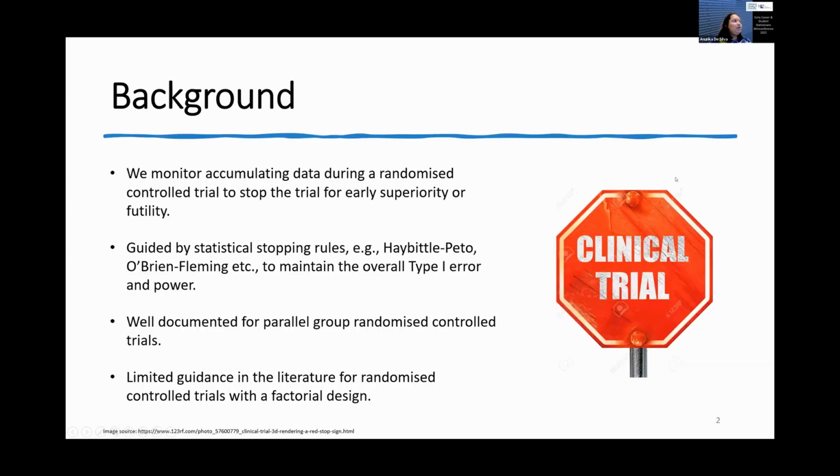Right, so as we all know, we monitor accumulating data during RCT to stop the trial for either early superiority or futility. And these repeated looks at the data are often guided by statistical stopping rules such as Haybittle-Peto or O'Brien-Fleming, for example, to maintain the overall type 1 error and power. Now, while the use of these stopping rules are well documented for parallel group RCTs, there's limited guidance in the literature for RCTs with a factorial design.